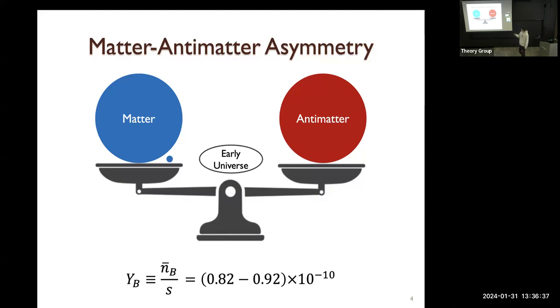So for 10 to the 10 matter and antimatter, there's only one excess of matter. In this talk and in this work, I'm going to focus on this 10 to the minus 10 number.